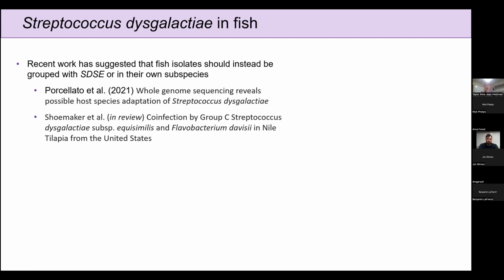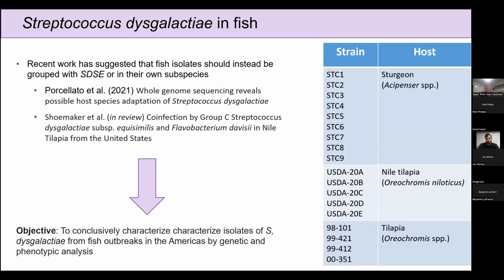And then our recent publication that will hopefully be coming out soon with Dr. Shoemaker, where our isolates from Nile tilapia were grouping closer to Streptococcus dysgalactiae equisimilis by multi-locus sequence analysis. So all of this together led us to want to more systematically and conclusively characterize these fish-associated isolates of Streptococcus dysgalactiae by both genetic and phenotypic analysis.